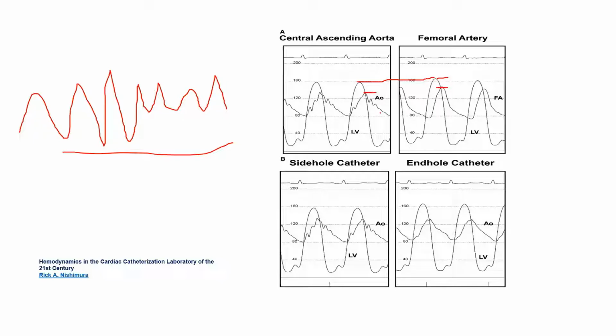I want to ask you a question. There are some times when the femoral artery, if used for aortic stenosis, can overestimate the gradient. Can you tell me which situations these are? Coarctation of the aorta. Okay, and?